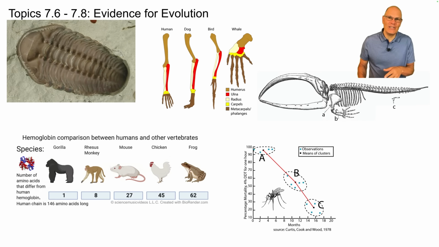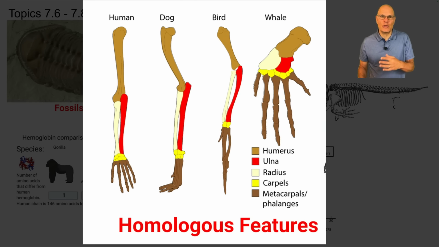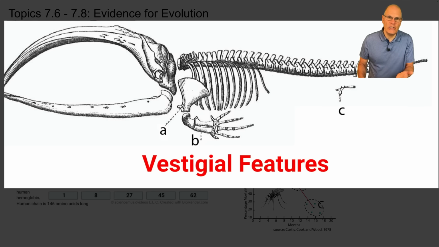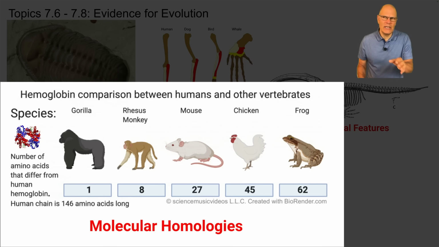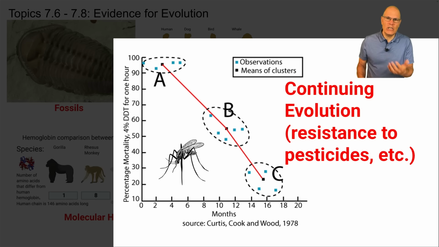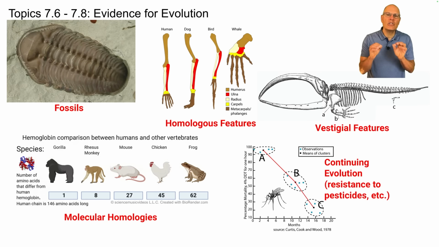There's a mountain of evidence that establishes that evolution is true. This is why it's a theory, not merely a hypothesis. That evidence includes fossils, homologous features which are derived from a common ancestor, vestigial features which no longer have a function, molecular homologies, similarities in amino acid sequences, DNA sequences, or evolution that we continue to observe, such as resistance to pesticides in mosquitoes, antibiotics in bacteria, and so on. These are all evidence that descent with modification has occurred and is occurring.